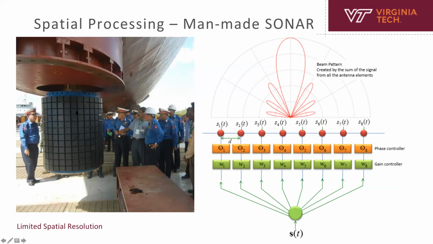Here's a picture of one, I think, that was built in Malaysia. I'm not sure. And these are all the little array elements on there. How do we do spatial processing? Well, beamforming. And Rolf talked a lot about this, he talked about this in reference to the bats.